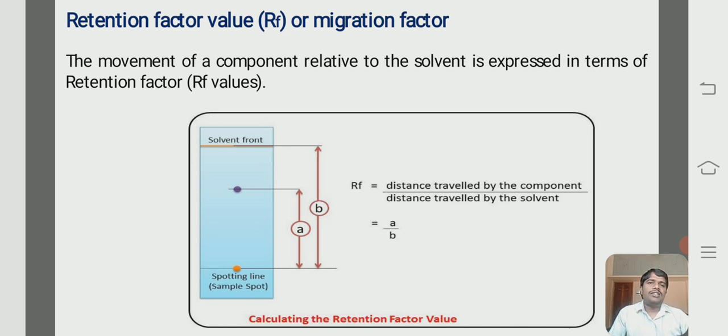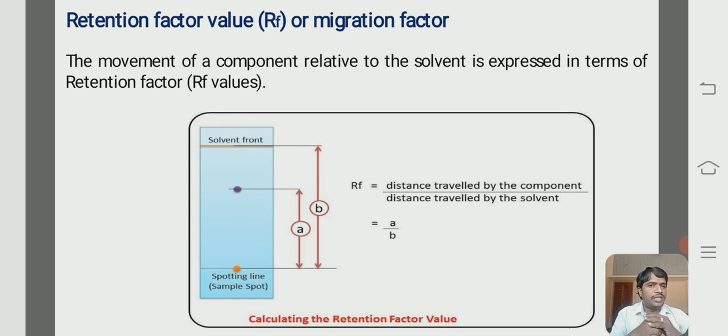What is retention factor or RF value or migration factor? This is also called the retardation factor. The movement of a component relative to the solvent, because we are using a solvent as a mobile phase, relative to that solvent is expressed in terms of retention factor or RF value.